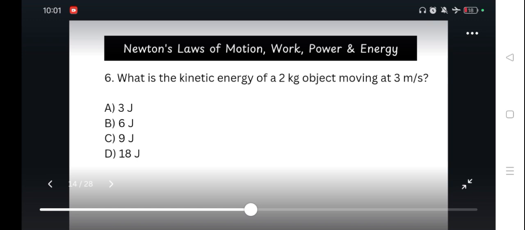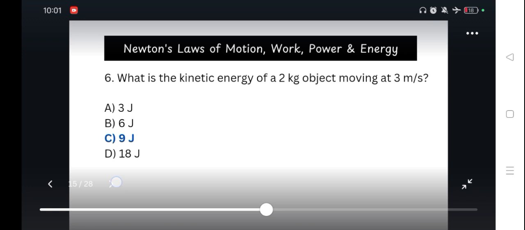Okay, in this item, we are asked to solve for the kinetic energy, or the KE. And the formula that quantifies kinetic energy is mass and velocity. So these are the factors that will affect the value of your kinetic energy: mass and the velocity. So your given is 2 kilogram and 3 meters per second. So our answer here is letter C, 9 joule.